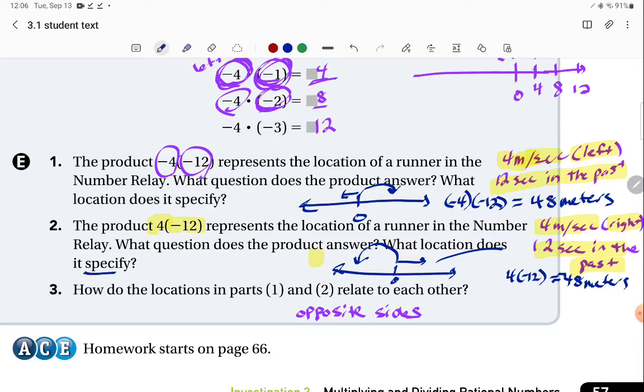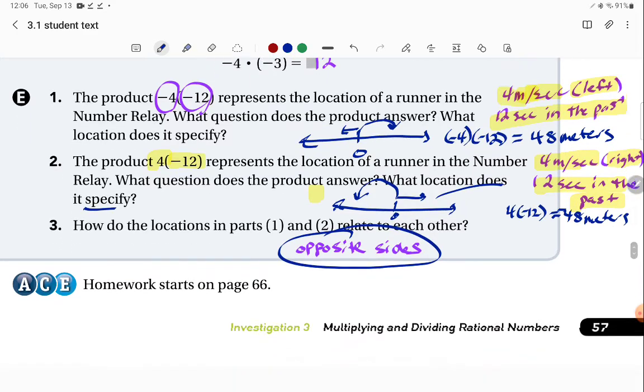And then 3, how do the locations in part 1 and 2 relate to each other? Well, they're opposites. They're on opposite sides of 0. And so that's the one word that I would use. They're opposite each other. So that's how they're related.